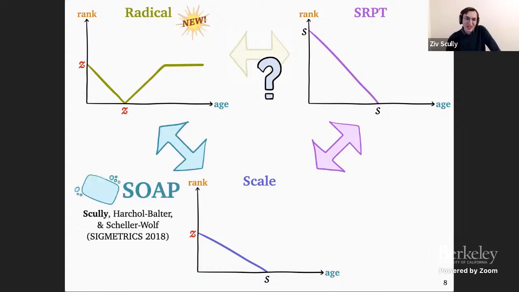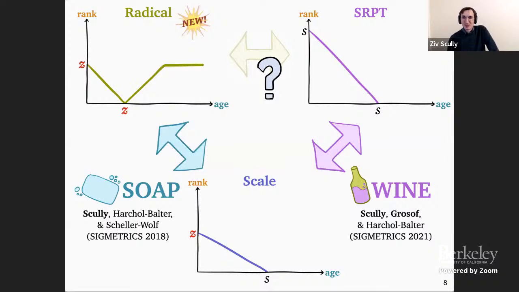The first piece of my thesis is called SOAP, which we use to compare radical to scale. Then we use the second piece of my thesis, which is called Wine, to compare scale to SRPT. These are both new ideas from queuing theory. And one thing I'll mention is that Wine, as I'll explain in the full version of this talk on YouTube, also could apply in worst case scheduling. So that's what I want to highlight.